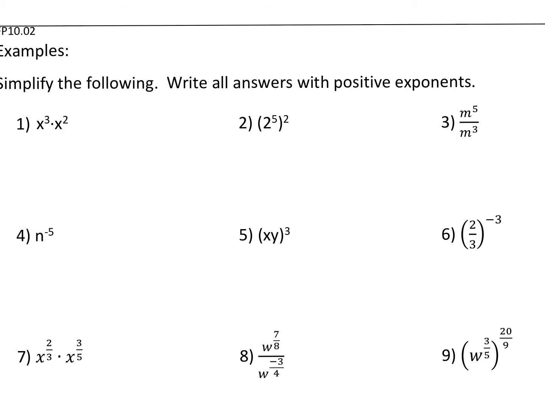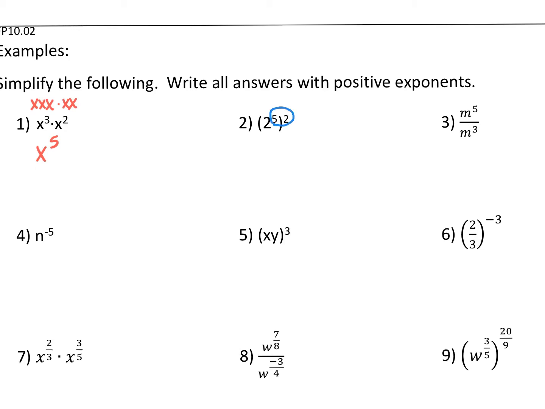In number 1, I'm multiplying with like bases, so I add my exponents. So this becomes x to the power of 5. You can also think of it as x times x times x times x times x. So I have 5 x's all together. Though when we get into the fractional exponents and negative exponents, you may need to think of them as the actual rules themselves.